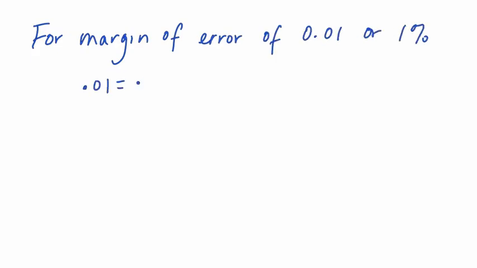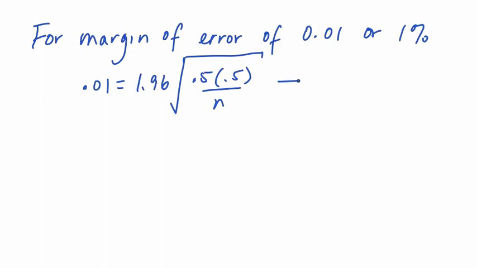Solving the equation, again using p equals 1/2, the worst case scenario for the margin of error, gives 9,604 for our required sample size, which is 9 times the 1,067 that we saw for a margin of error of 3%. So to cut the margin of error to 1/3 of its previous value, we need to increase the sample size 9-fold.